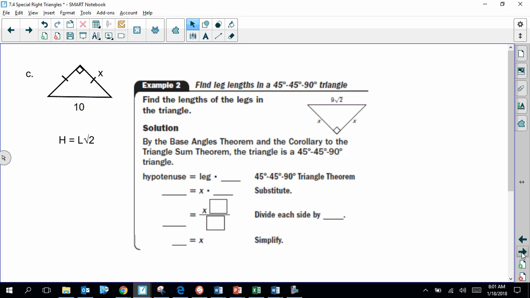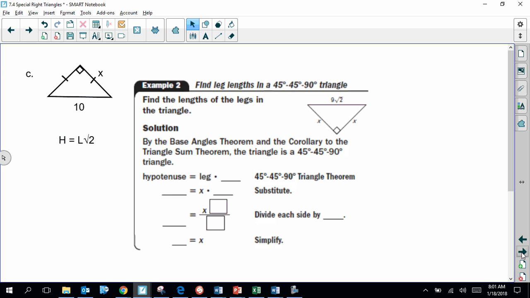Now here we have two examples. One of the examples is given to you in your notes. The one on the left is just an additional example that I gave you because I think you need to see another example here. The last two examples both gave us the length of a leg and asked us to find the value of the hypotenuse.